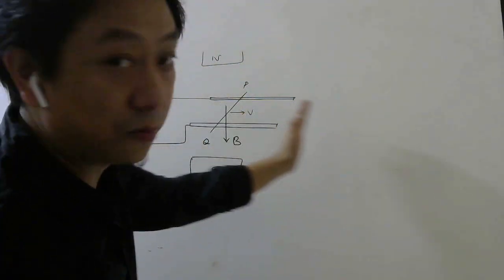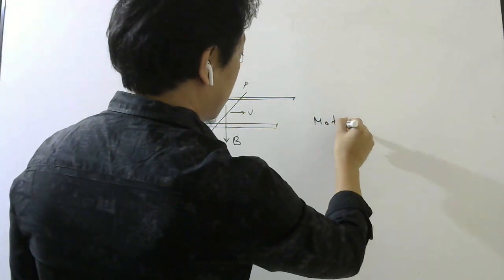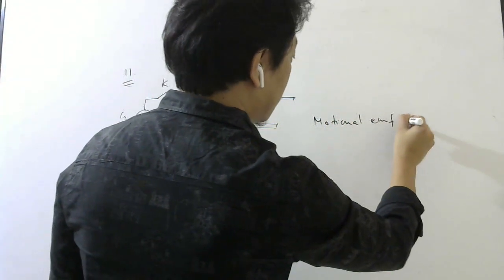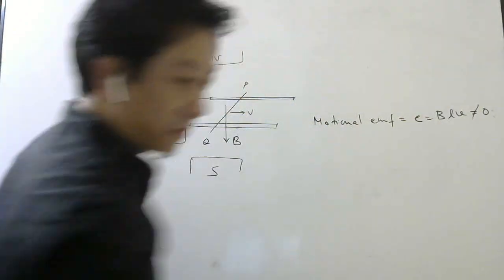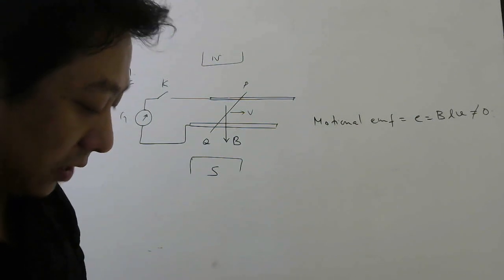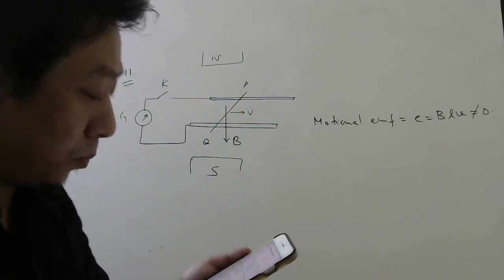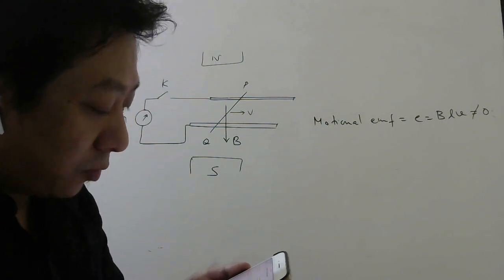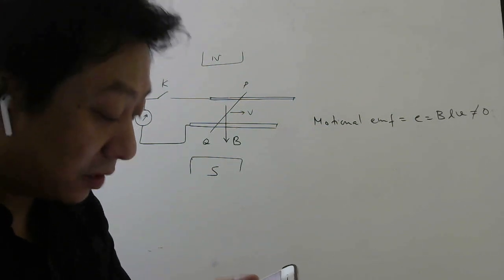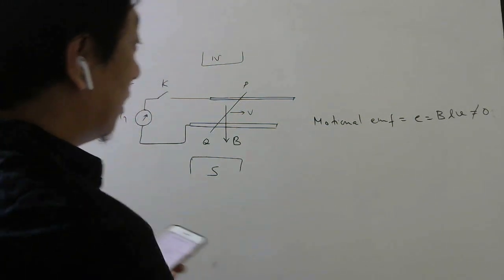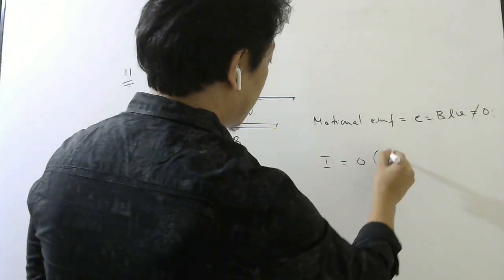So as the rod moves, will there be EMF? Yes, motional EMF will be there. How much? VLB. It won't be zero. Now let us see what the question is asking. With this key K open, which of the following statements is or are true? First statement is there is a net force on the electrons. Well, EMF is there. Will current be there if the key is open? No, current will not be there since the key is open.